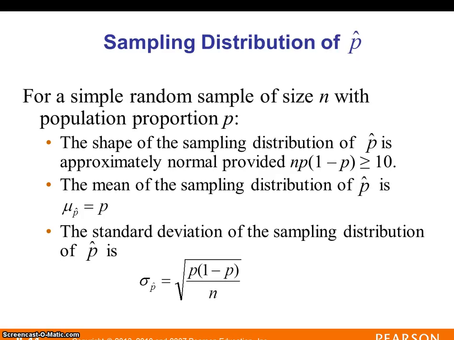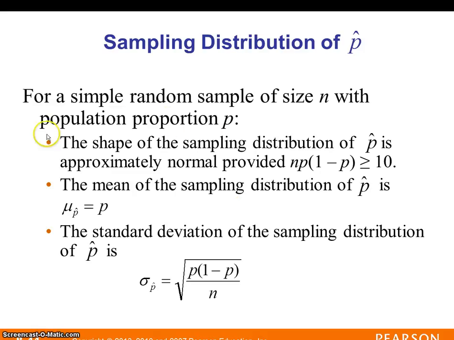As far as the standard deviation for a particular population proportion, the shape of the distribution will be approximately normal if the sample size times the probability of success times the probability of failure is greater than or equal to 10. The mean of the sampling distribution is equal to the population proportion, and the standard deviation of the sampling distribution is given by this: the proportion of successes times the proportion of failures divided by the sample size, and then take the square root. So again, you'll see that the standard deviation does depend on the sample size, as it did in section 8.1.